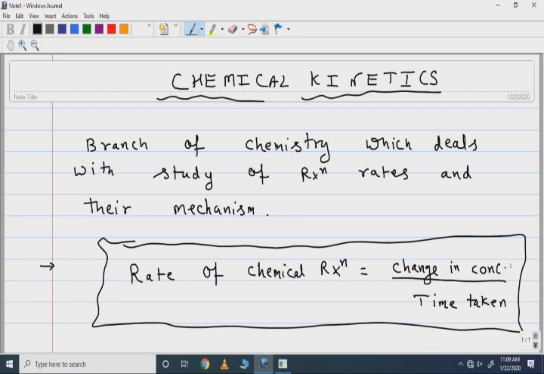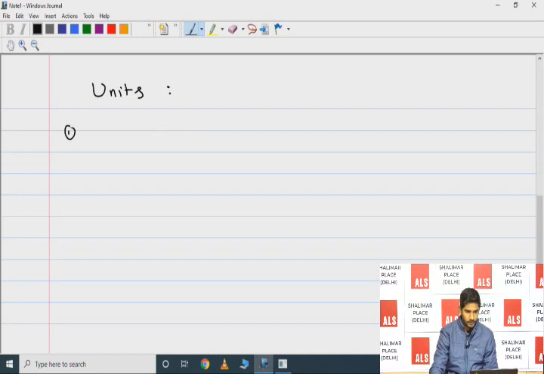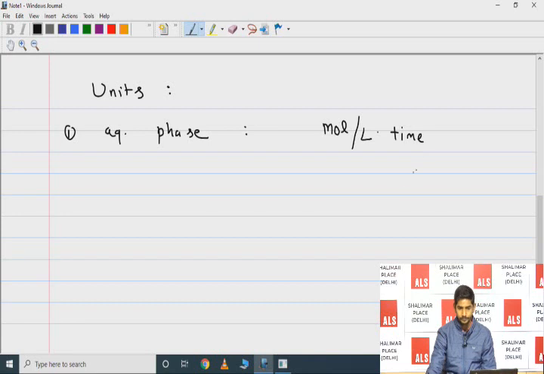Done. Now, if we talk about the units, first one is for aqueous phase. For the aqueous phase, obviously we need to consider the concentration. So in the numerator we have the concentration, which has the unit of mole per liter. Then time. So we can say that it is mole liter inverse time inverse.